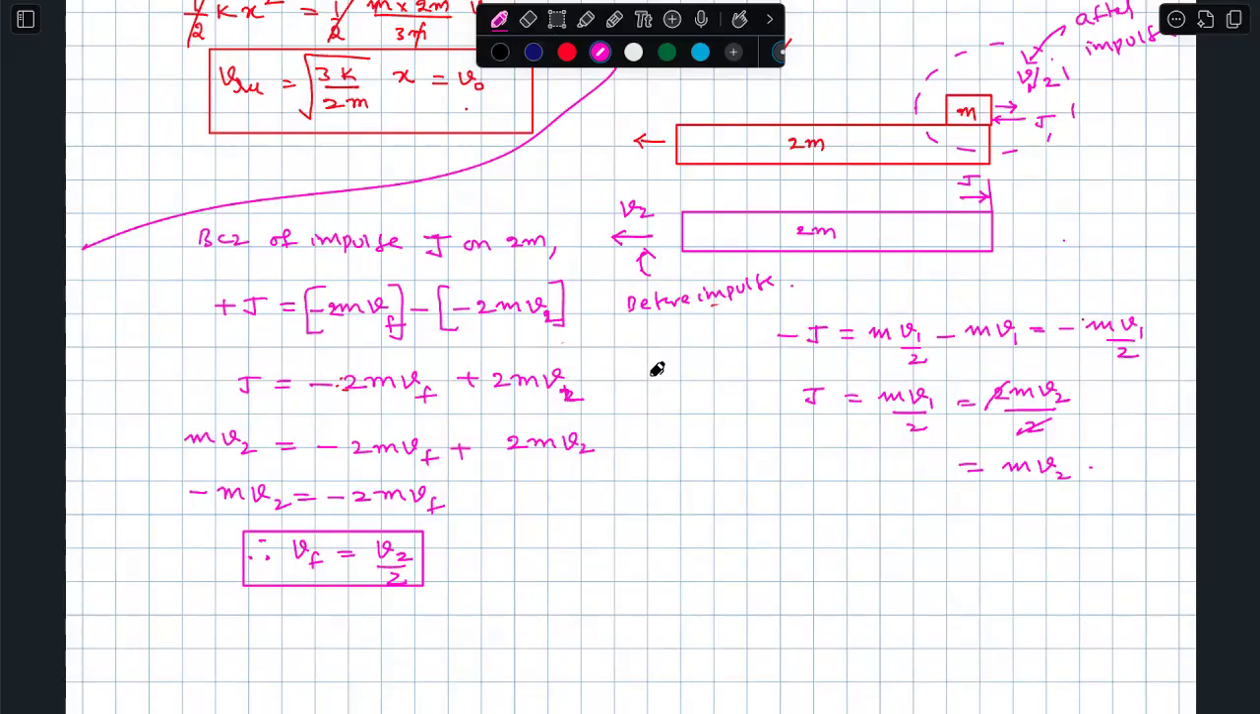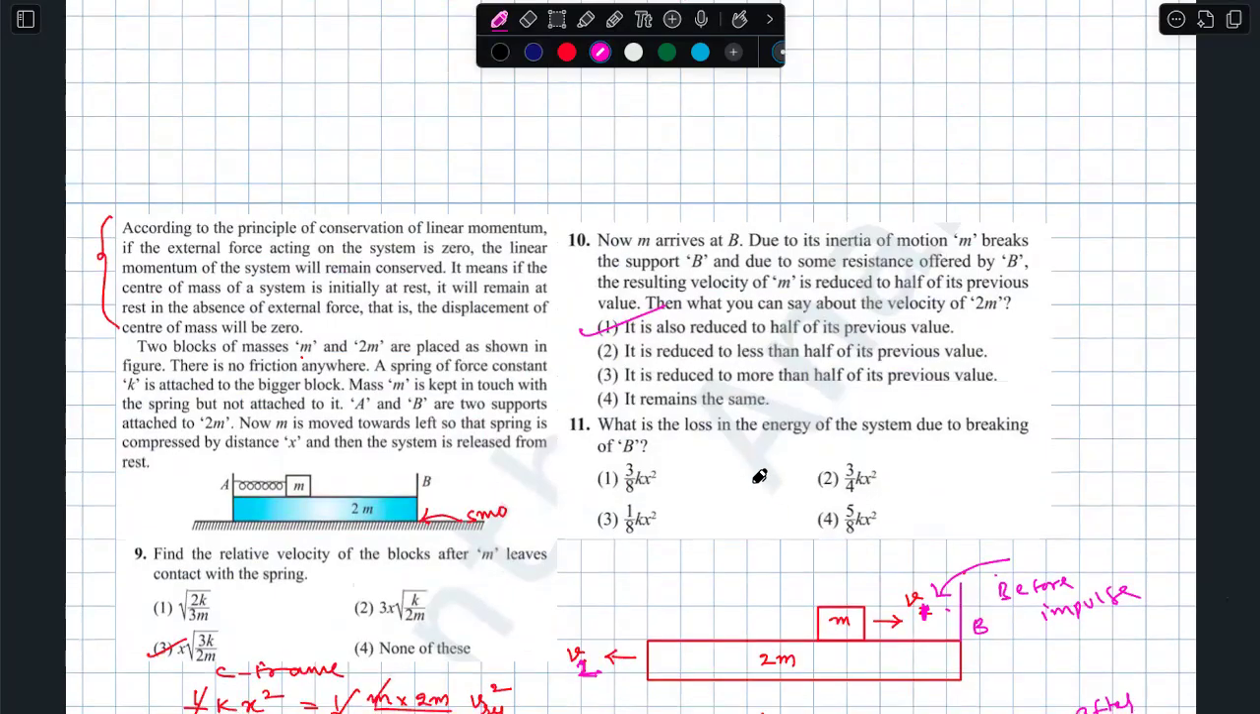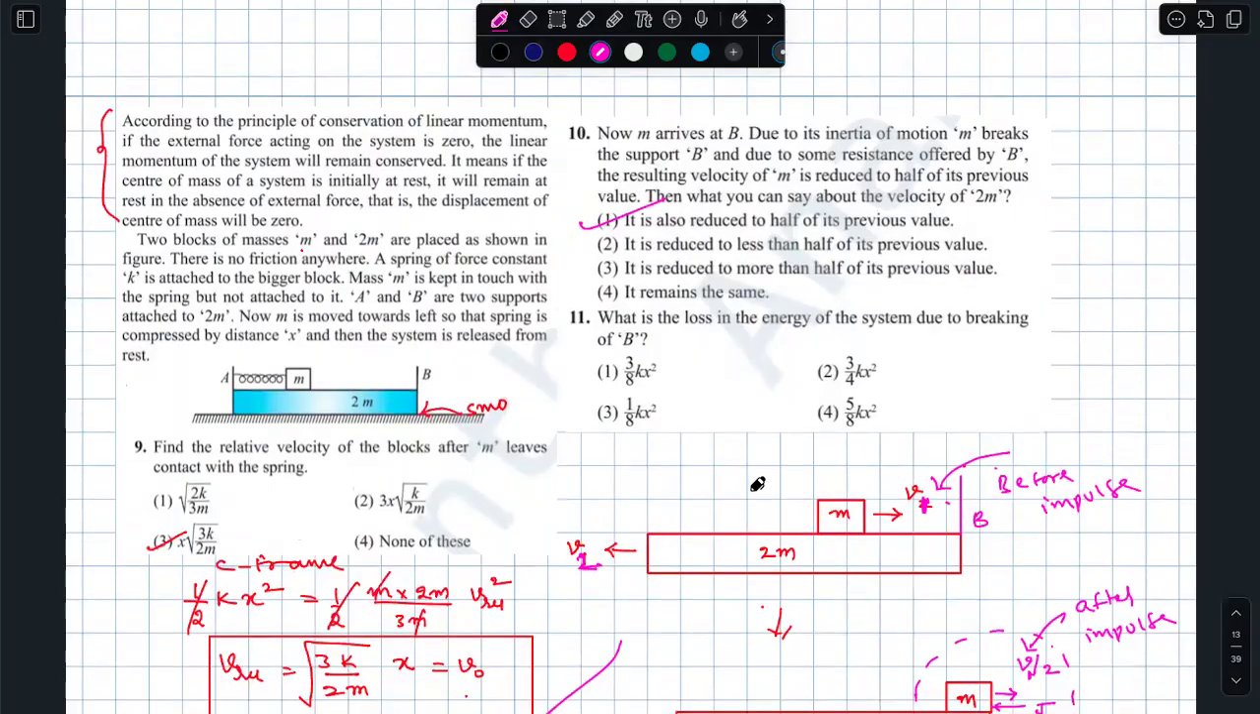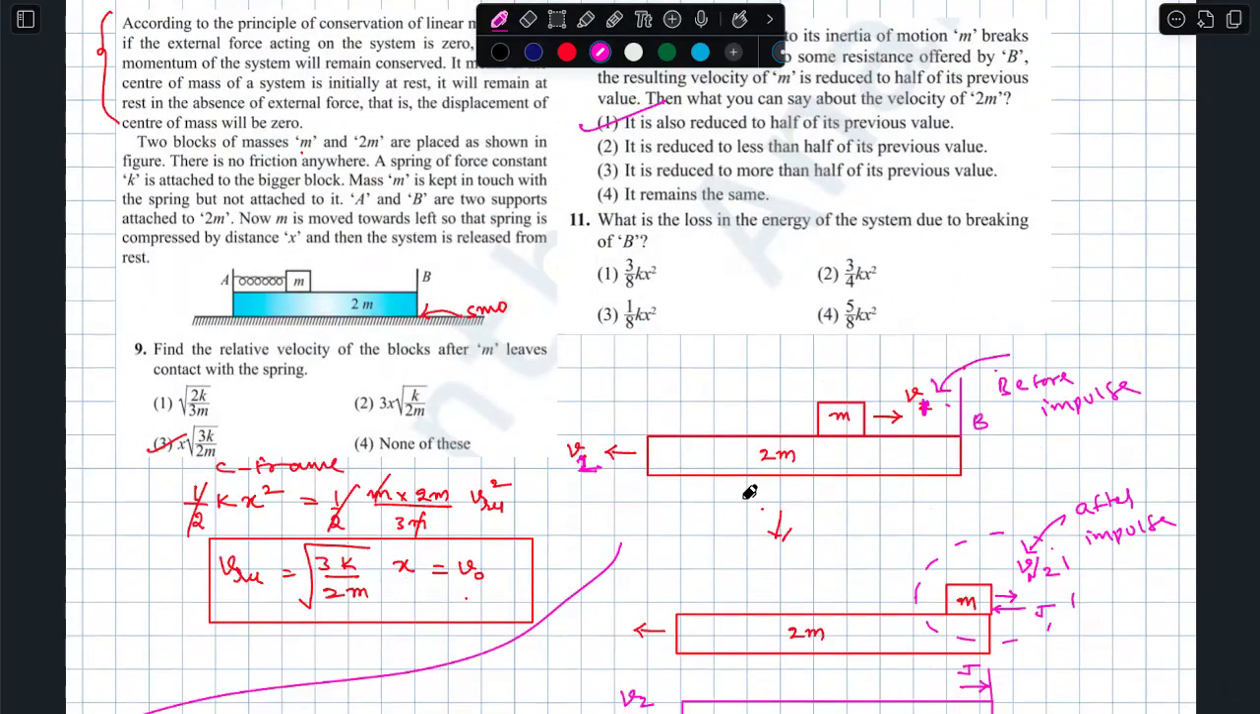So after impulse, I am assuming this is V final. Final velocity is Vf. So there I have proved Vf is V2/2, which means it is also reduced to half. What is the loss in energy of the system during the breaking up of B? What is the loss in energy of the system due to breaking of B?